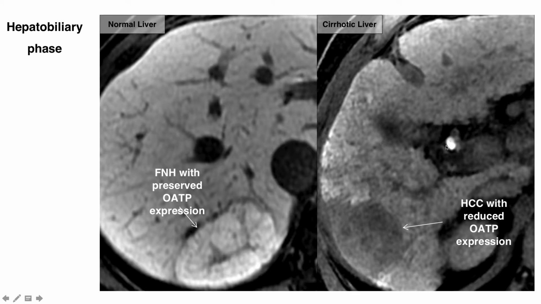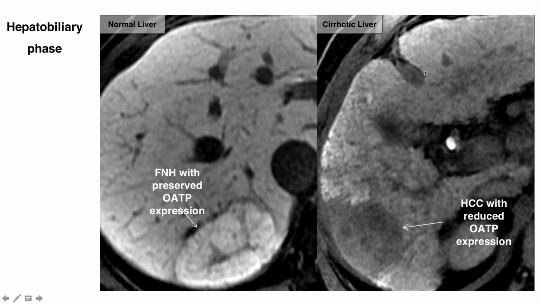Now here's a cirrhotic liver. And notice that the cirrhotic liver looks not quite as bright as the normal liver. It looks more heterogeneous because we see all of these fibrous bands, all these little dark lines or scars. The scars don't take up the gadoxetate because they're not made of hepatocytes. Here's a hepatocellular carcinoma. It looks dark because 95% of HCCs have reduced OATP expression. And here's the bile duct looking bright.